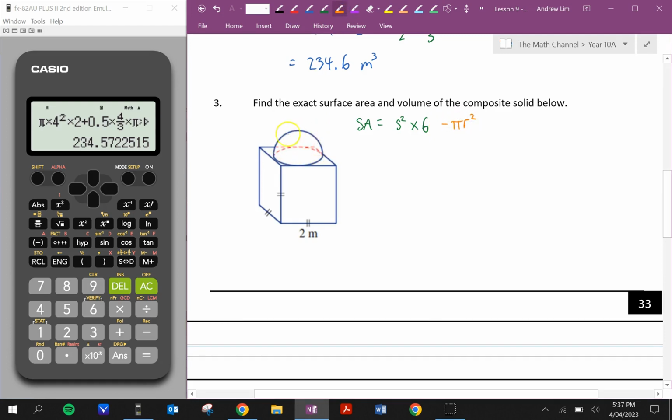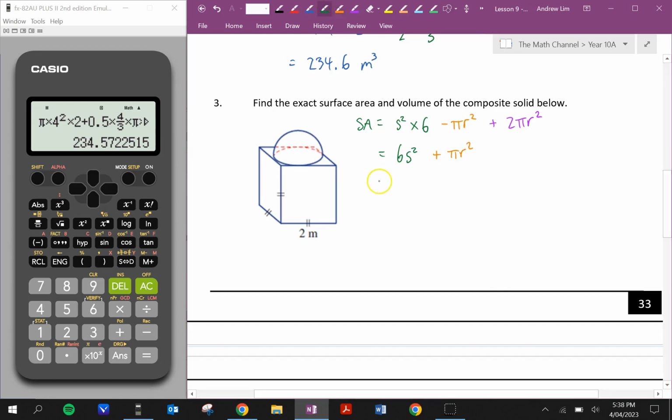Then I need to add the curved surface of the hemisphere. And we know the curved surface of a hemisphere is just 2 pi r squared. Now, I could choose to simplify this. So let's just do that. That's saying 6s squared minus pi r squared plus 2 lots of pi r squared is pretty much plus 1 lot of pi r squared.